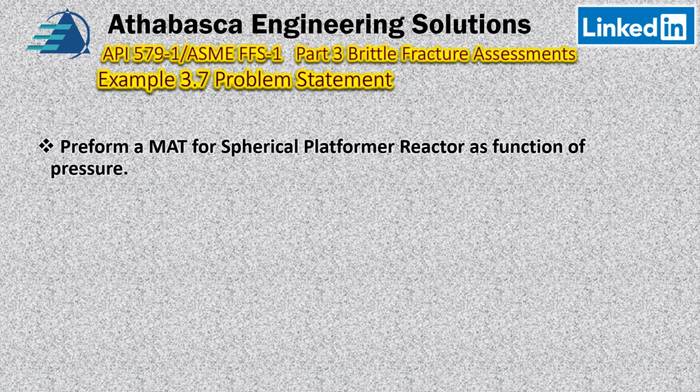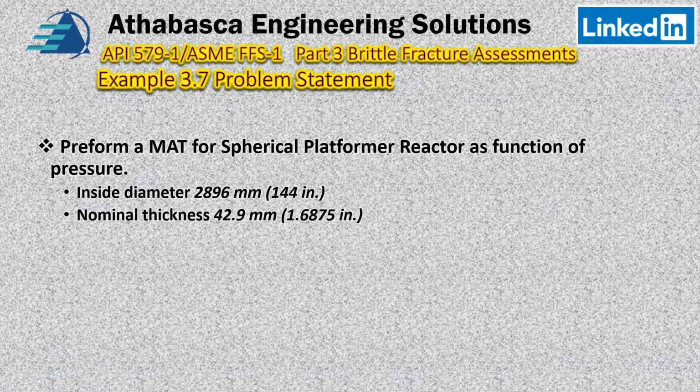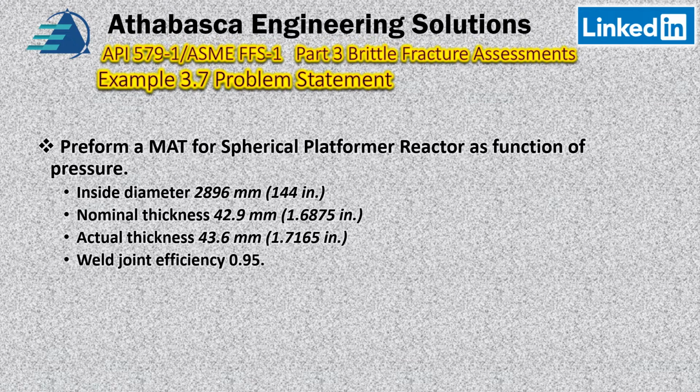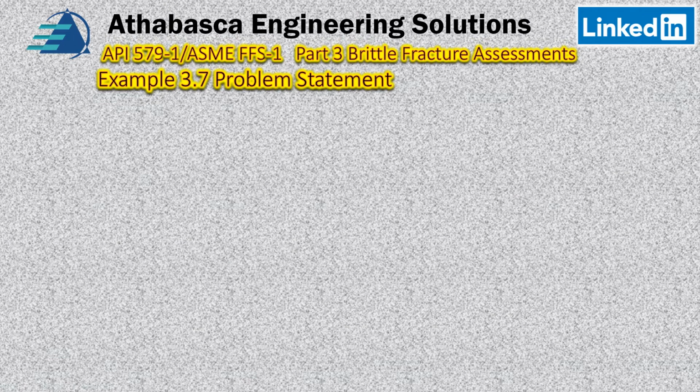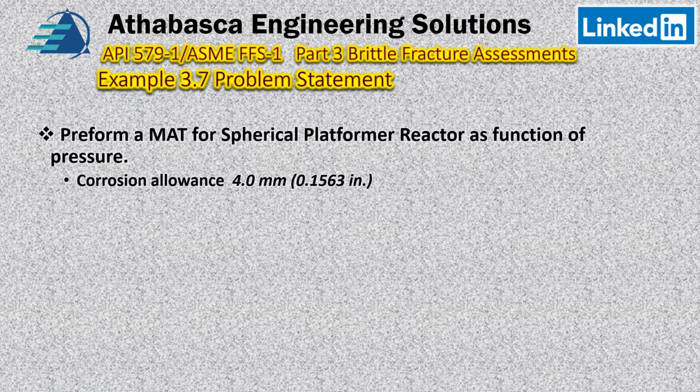We have a reactor vessel. Let's continue. We have an inside diameter of 2896 millimeters, or 144 inches. We have a nominal thickness of 42.9 millimeters or 1.6875 inches, and the actual thickness is 43.6 millimeters or 1.7165 inches. We have a weld efficiency of 0.9. We continue with more detail. We have a corrosion allowance of 4 millimeters or 0.1563 inches.